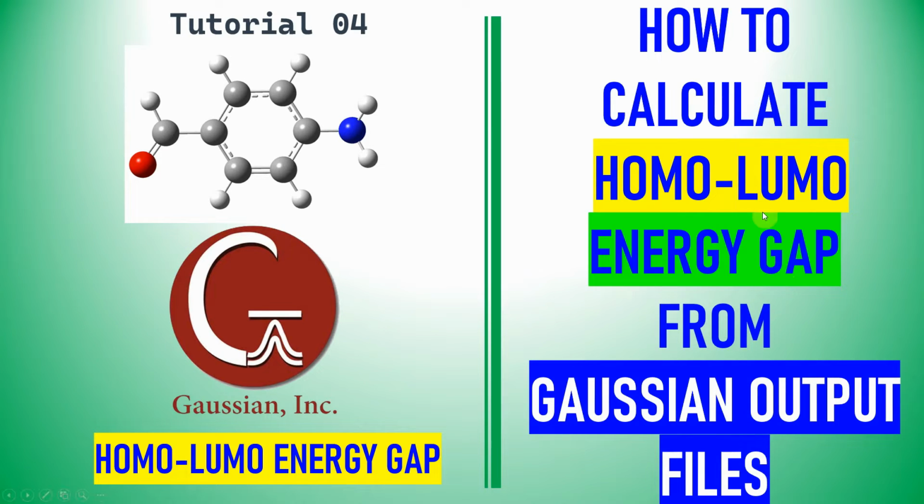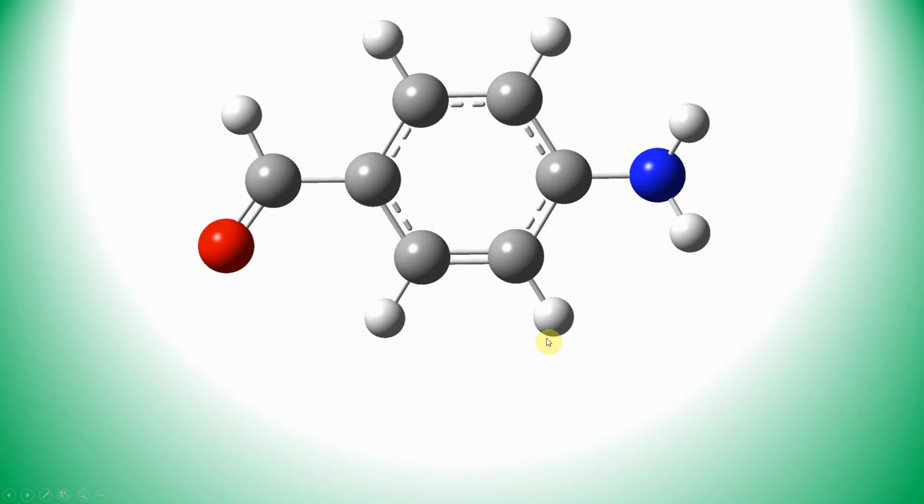In this calculation you can learn how to calculate the HOMO-LUMO energy gap from Gaussian output files. In the last video I explained how to find the HOMO-LUMO energies from a Gaussian output file. In this video I will tell you how to calculate the HOMO-LUMO energy gap. This is the system, aminobenzaldehyde, I chose for the reference calculation. I will tell you how to get the HOMO-LUMO energy gap of this system.